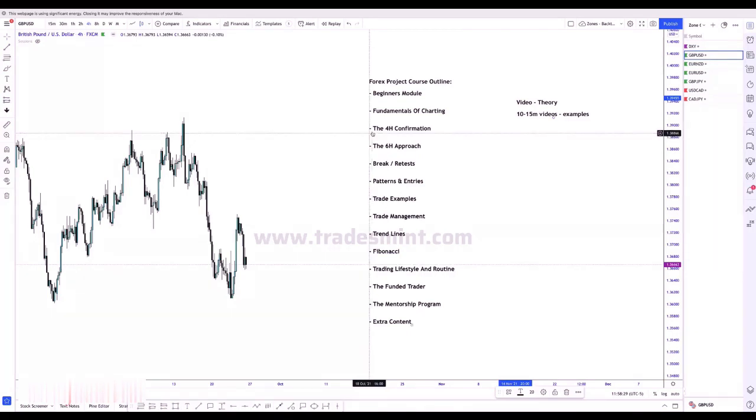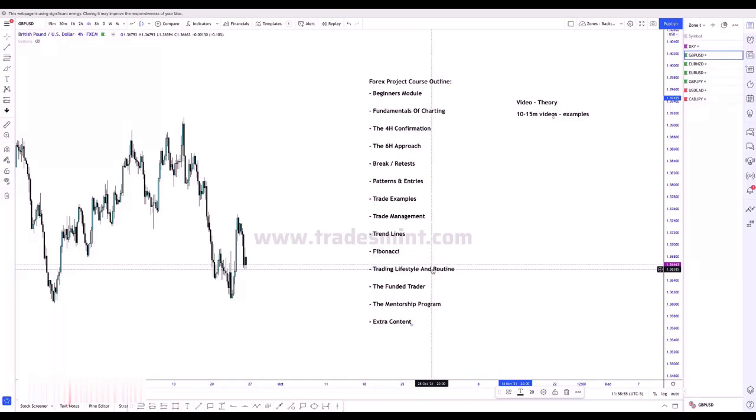I highly suggest you put a lot of focus on pretty much every module, but really fundamentals of charting, 4-hour approach, 6-hour, break retest, patterns and entries. This is the key part. Everything from trade examples up is really what you need. Everything below is extra stuff that we would use, but does not make or break your trading. That being said, everything in here is here for a reason, so I highly suggest you go through the entire course at least 2 to 3 times.